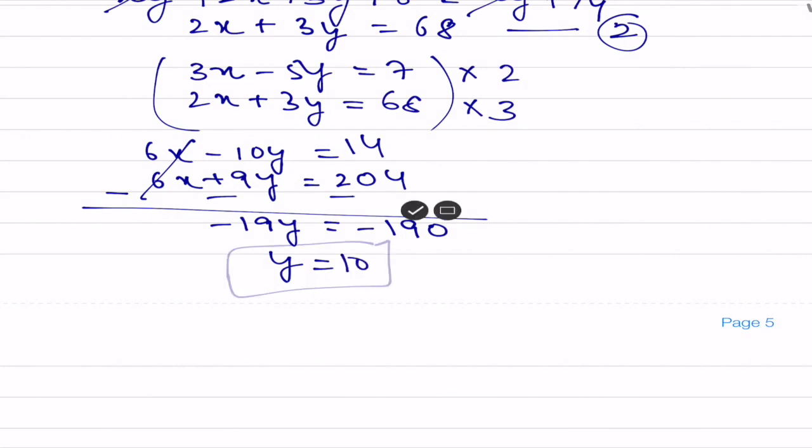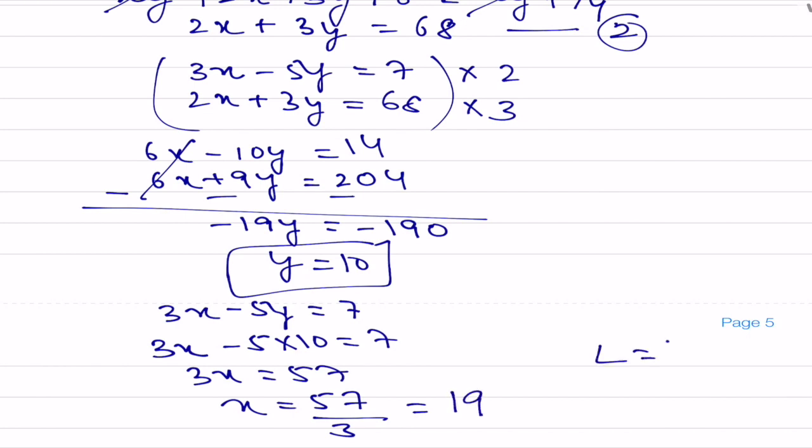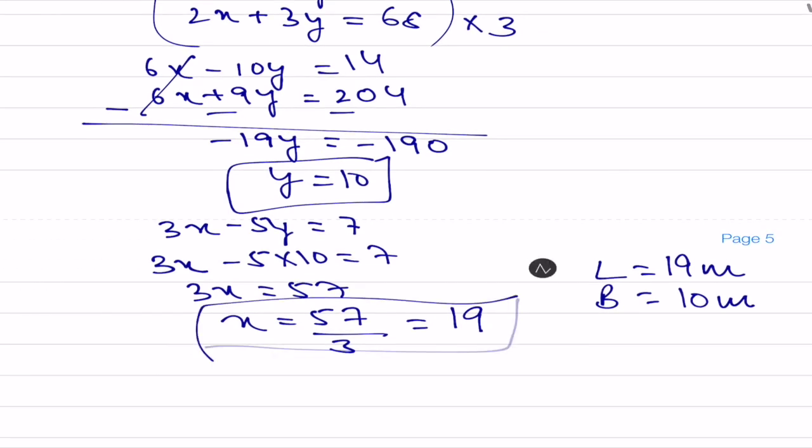Now we'll put it in any one of the equations. So 3x minus 5y is equal to 7. So 3x minus 5 into 10 is equal to 7. So 3x is equal to 57. x is equal to 57 upon 3, that is 19. So the length is 19 meters and the width is 10 meters. So this is our answer, the length and width of the rectangle.